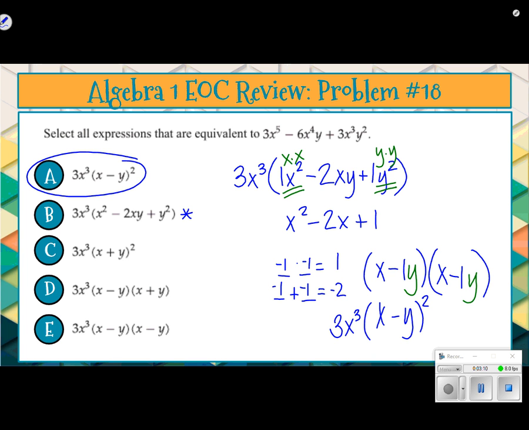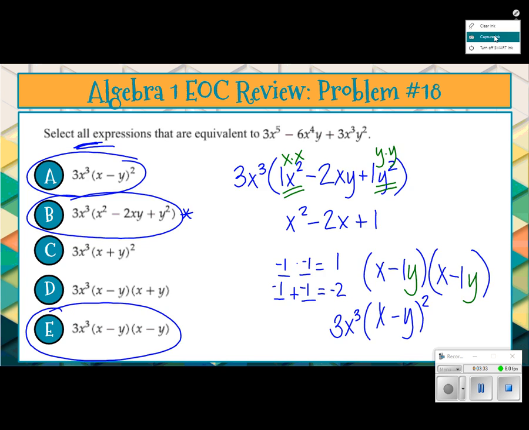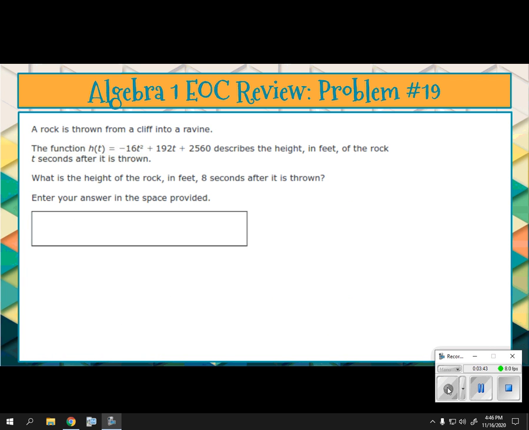This is a distractor. Oh no, select all expressions that are equivalent. So actually B is an option. And E is an option. A, B, and E all work. I didn't read. Did you read? Select all expressions that are equivalent. Pays to read.